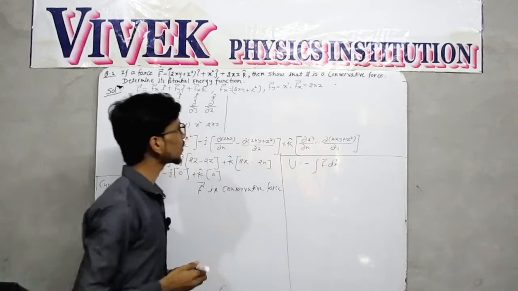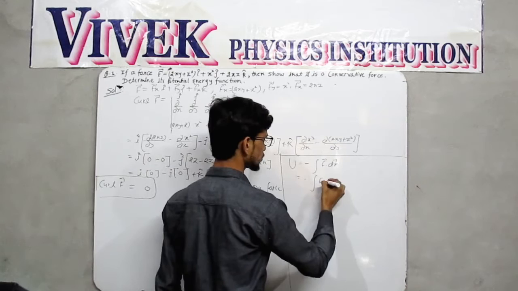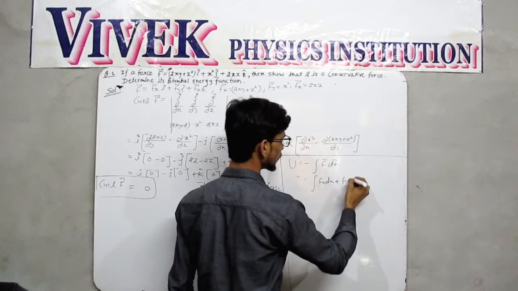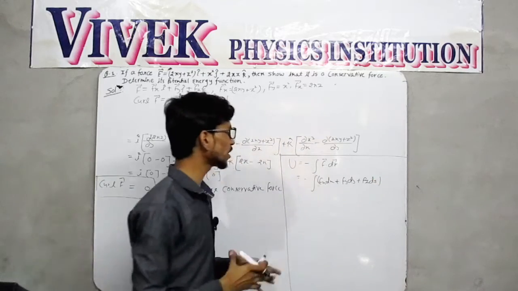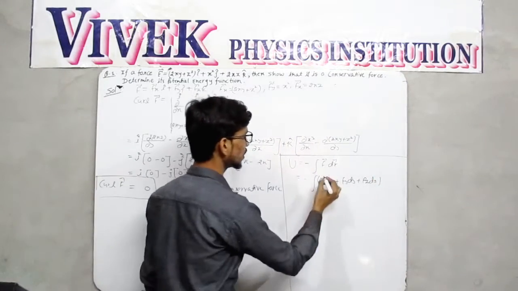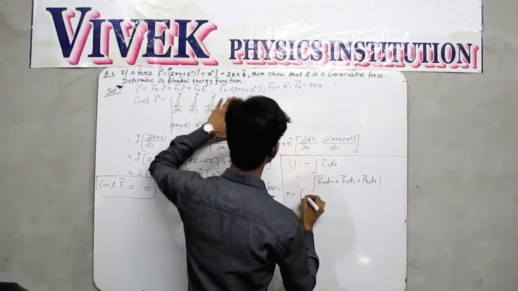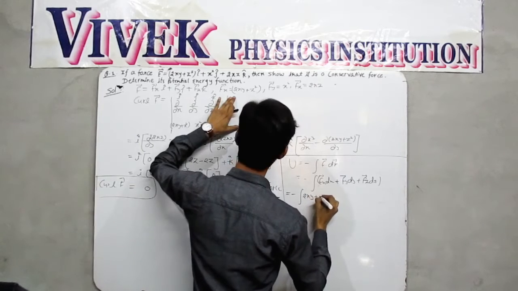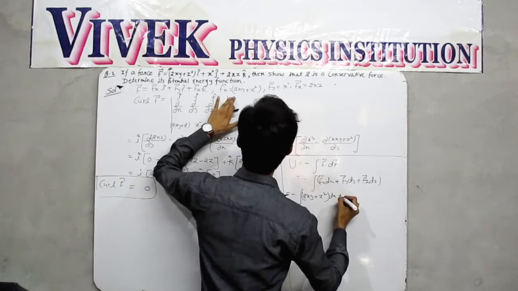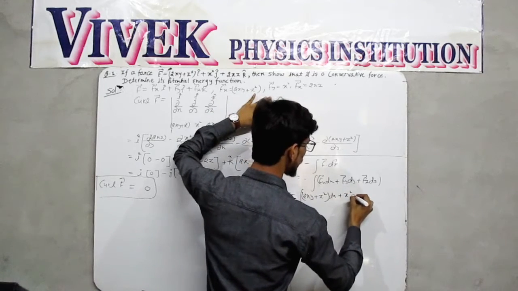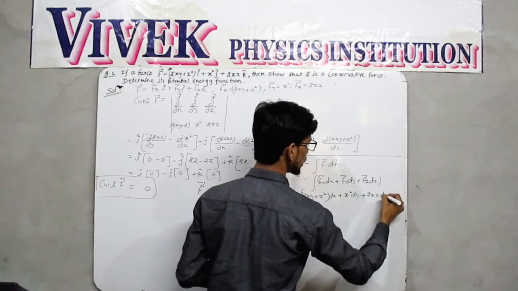So the given force here is minus Fx dx plus Fy dy plus Fz dz. Let me write down the values of Fx, Fy, Fz here: Fx equals 2xy plus z square into dx, plus Fy, which is simply x square into dy, and plus Fz, which is 2xz into dz.